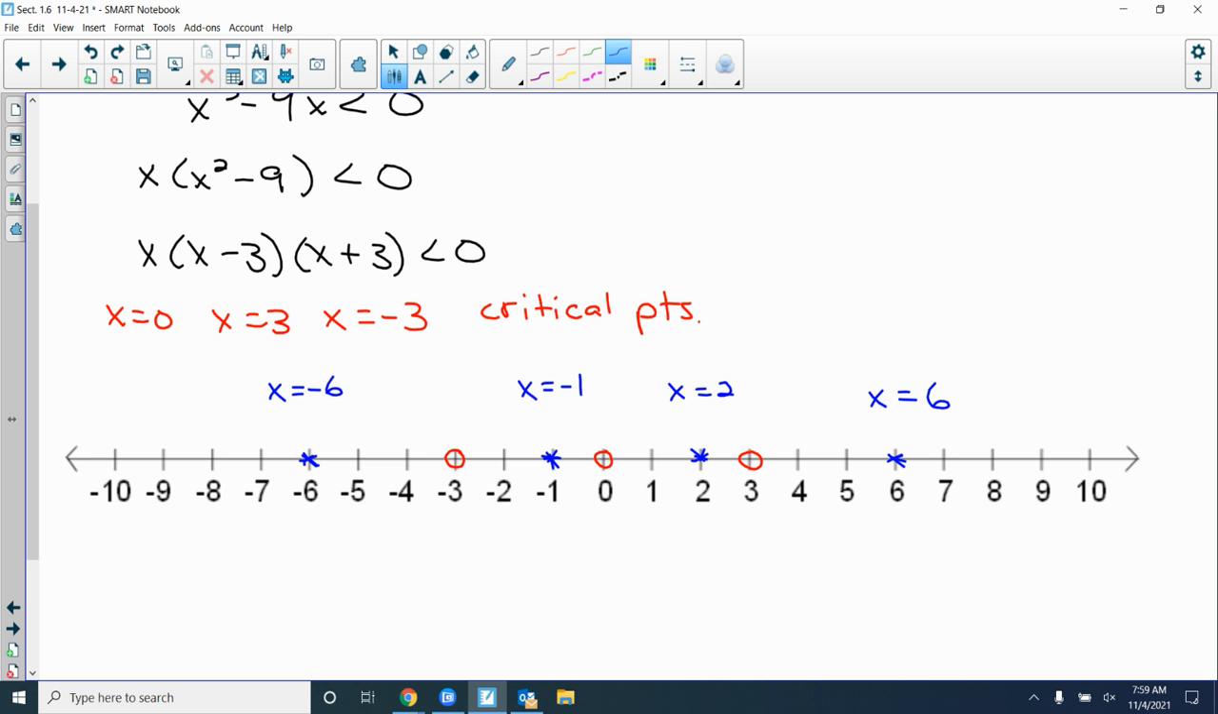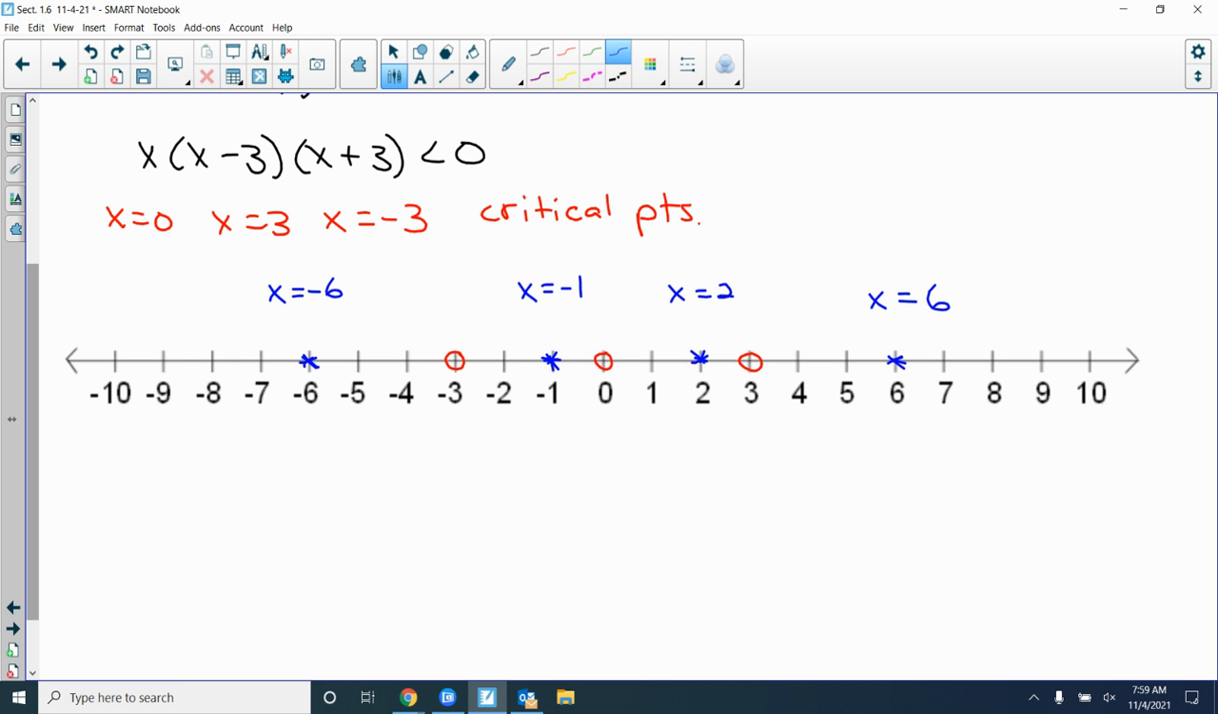And I'm going to substitute into this general form right there, and I'm just worried about positives and negatives. So I have x times x minus 3 times x plus 3. Negative 6 is just a negative. Negative 6 minus 3 is negative. Negative 6 plus 3 is negative. So in the end, the whole thing has to be negative. All right, do the other 3 and see what you come up with.